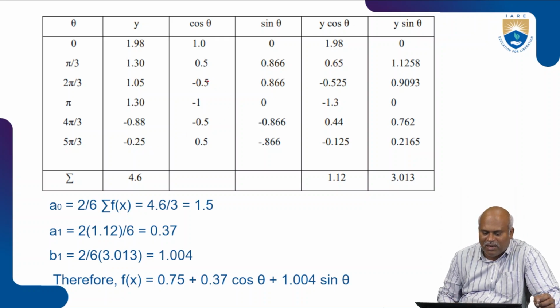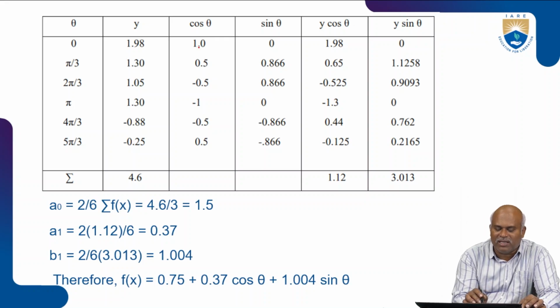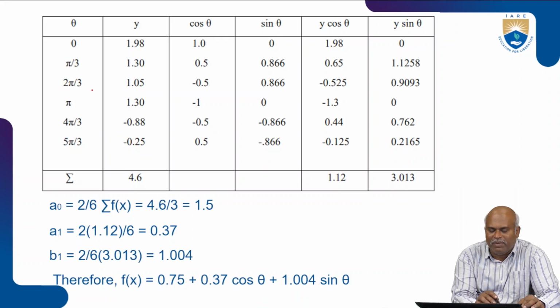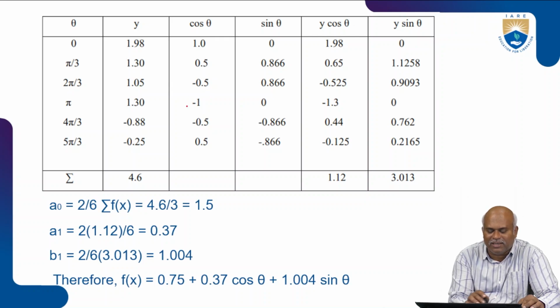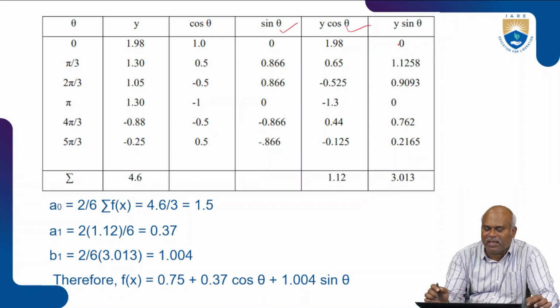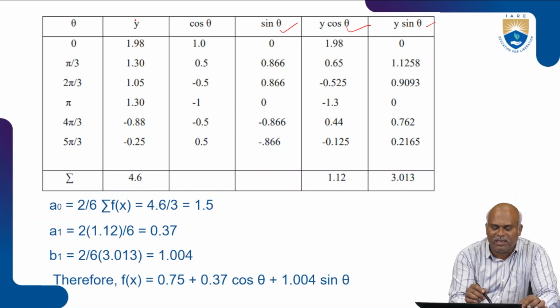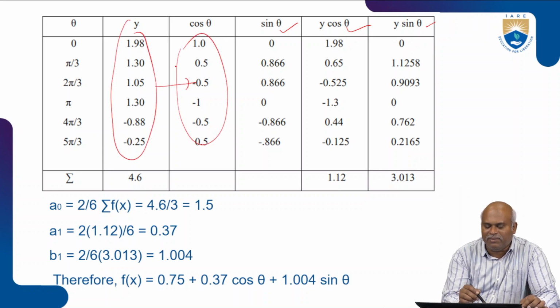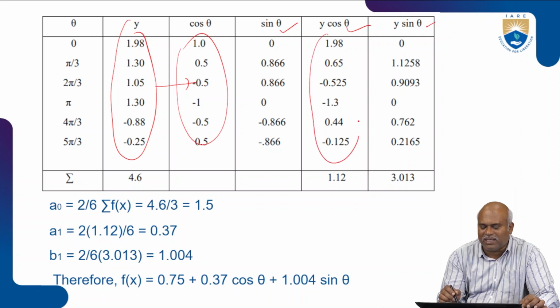What is the cos theta? It represents cos 0 equal to 1, pi by 3 equal to 0.5, 2 pi by 3 is equal to minus 0.5, pi is equal to minus 1, 4 pi by 3 equal to minus 0.5, 5 pi by 3 equal to 0.5. Same like that, the sin term, y cos term and y sin term. So the y term we know, and you can multiply by this term. We get the y cos theta.